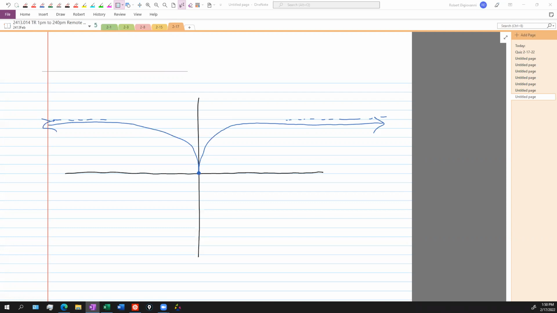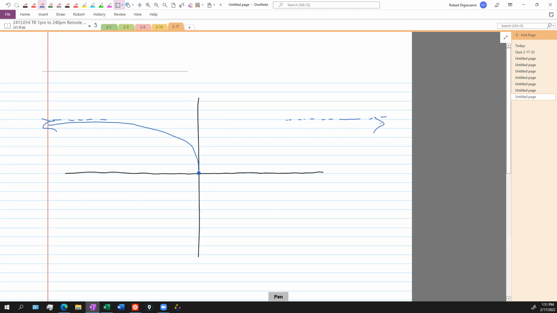One thing that makes this one hard is that you don't have any points that you know for sure the derivative is 0. In fact, there's nowhere on this that the derivative is 0. My drawing kind of sucks, but let me kind of redo this over here.